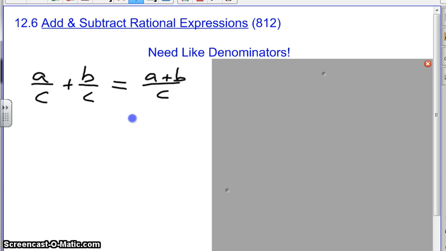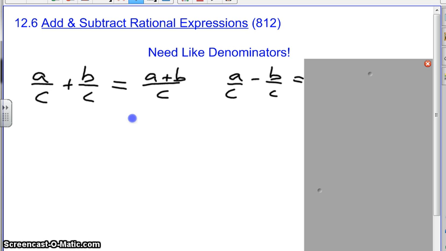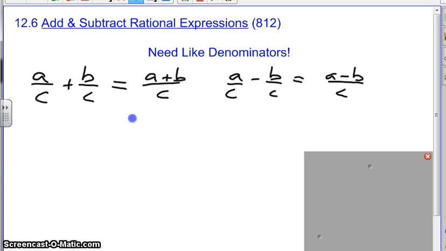Okay? So once you have your like denominators, we know we just add the numerators. Same thing is true over here. Sabrina, finish that one for us. And that's B over C. Good. So once you have like denominators, we can combine the numerators and the denominator remains the same.